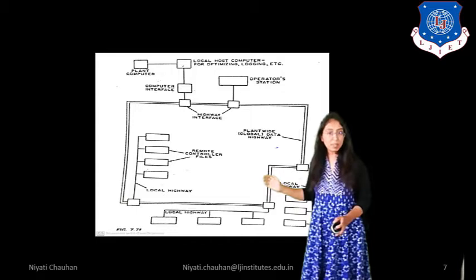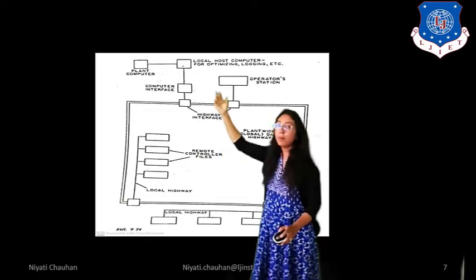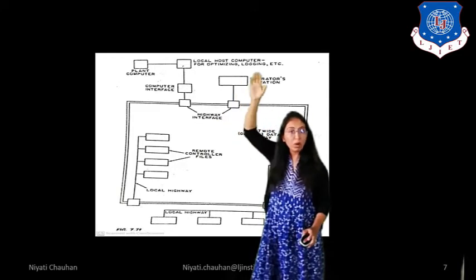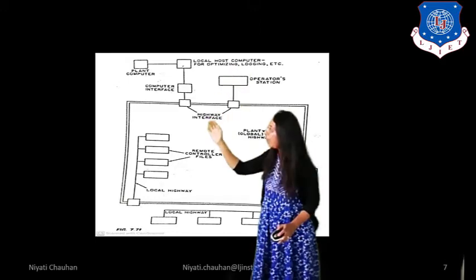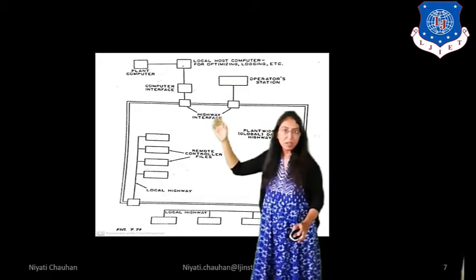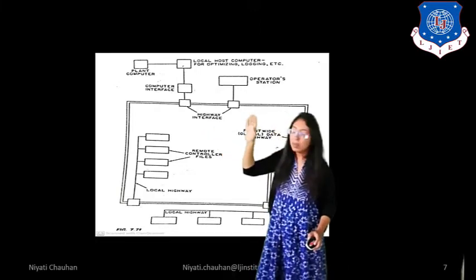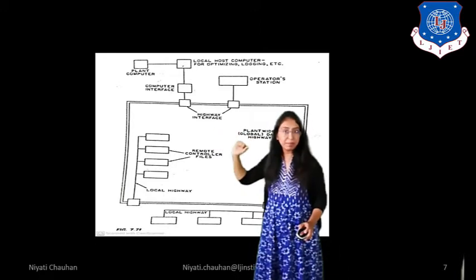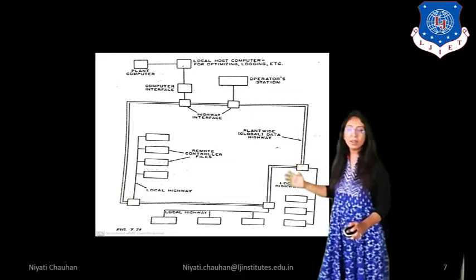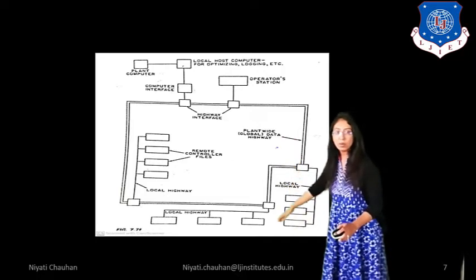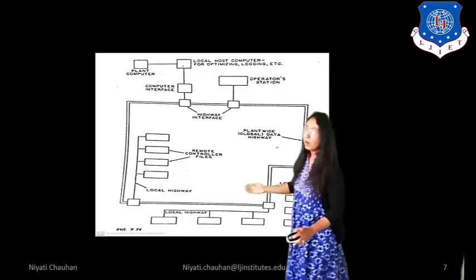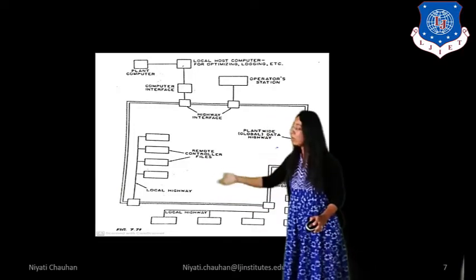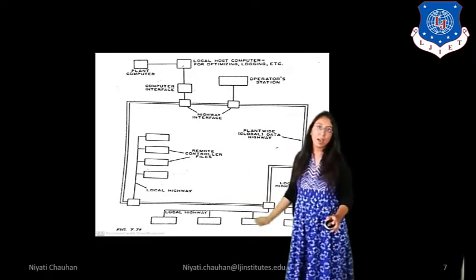Here you can see we can get data from the plant computer. The plant computer connects with the local host computer. Then this computer connects with the computer interface and the operators station, right? Both computers are connected with the data highway. Then the data highway connects with another local highway. Then the local highway connects with the remote station. So you can see how it connects with the data highway.